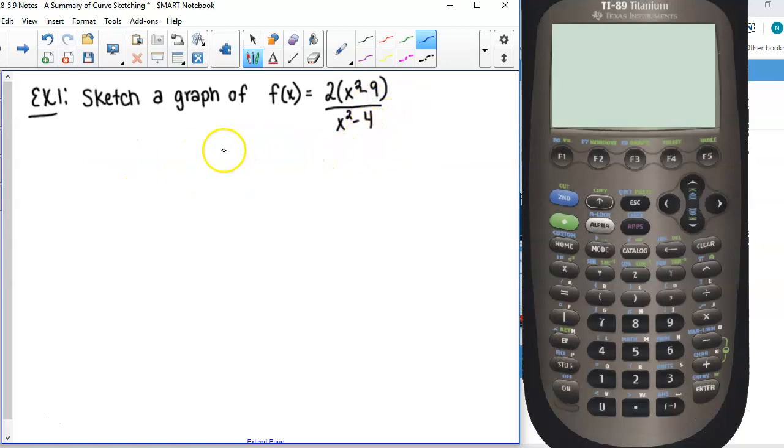It really doesn't matter where you start. I'm going to do x-intercepts and y-intercepts first. Actually, I'm going to do the y-intercept. X-intercepts might be harder. For y-intercepts, you just plug in 0 for your x. So you'd have 2 times 0 squared minus 9 over 0 squared minus 4. And so that would be negative 18 over negative 4. So you got a y-intercept at 9 halves, or 4.5.